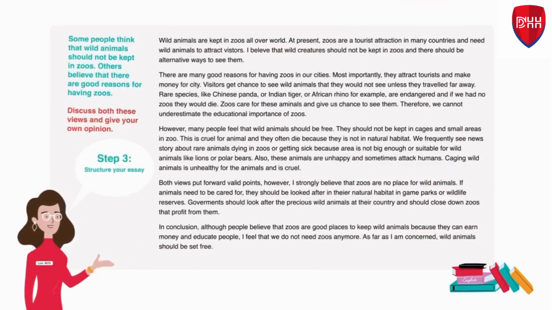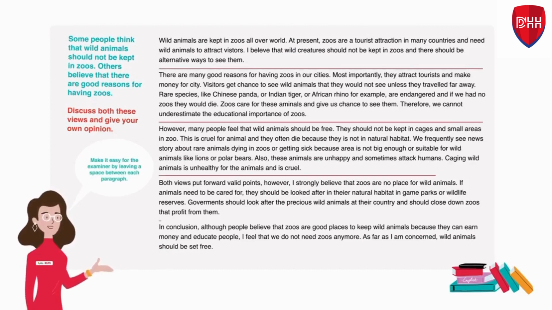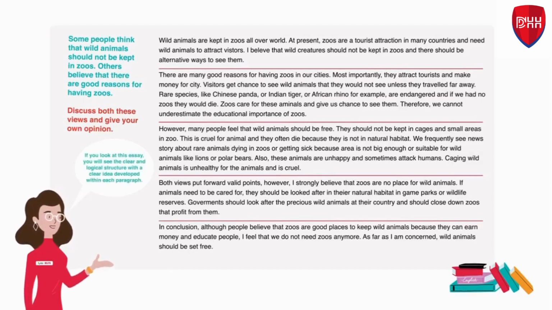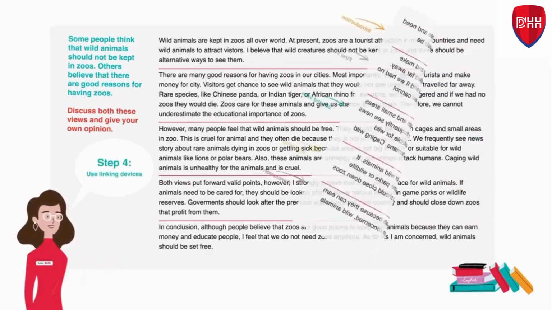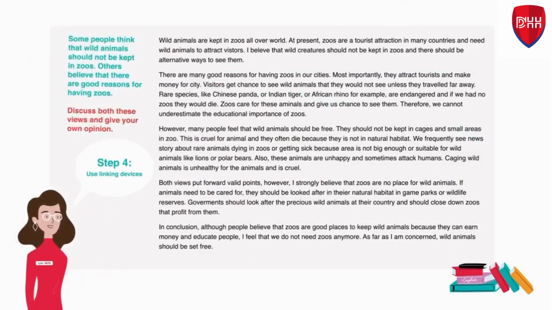Step 3. Structure your essay. Essays need paragraphs to show the reader where to start, which ideas are important, and that your essay is concluding. Make it easy for the examiner by leaving a space between each paragraph. If you look at this essay, you will see the clear and logical structure with a clear idea developed within each paragraph.